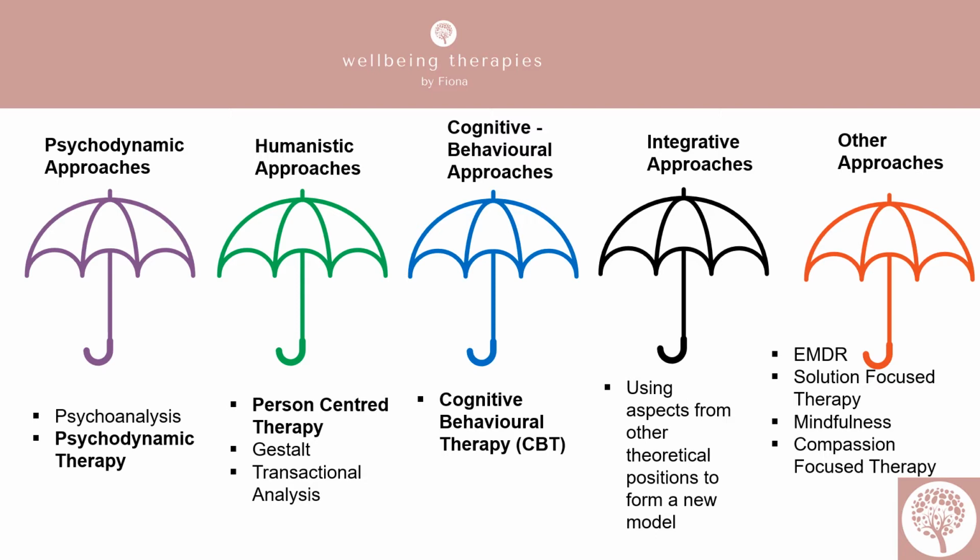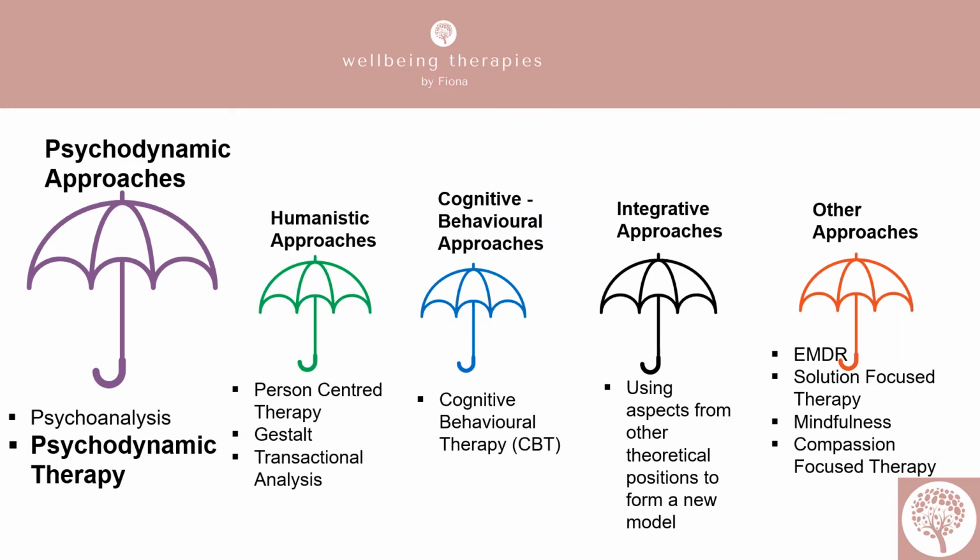There are broadly 5 different approaches, and we are going to only look at 3 elements. We're going to look at psychodynamic, humanistic, and cognitive behavioural. So let's take a look at the first umbrella, psychodynamic approaches.